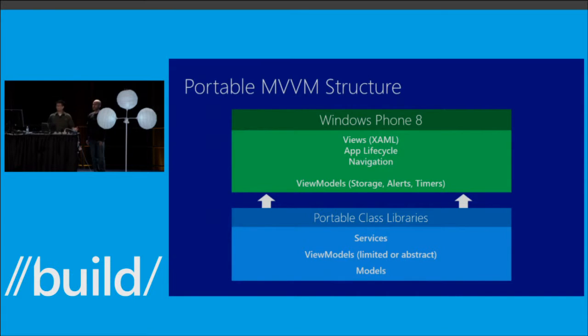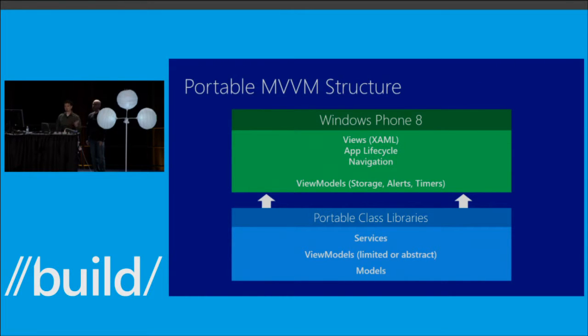So when we're building with MVVM, one of the things we're probably looking for is code reuse. And so we want as portable an MVVM structure as possible. And so this is the structure that I'm going to be talking about. The idea that we have portable class libraries that hold as much of the code as we can easily manage in between different projects or perhaps even in between different platforms. And then our Windows Phone project that handles all of the rest of it, everything we can't put in our portable class libraries.